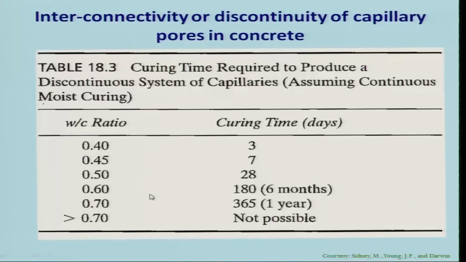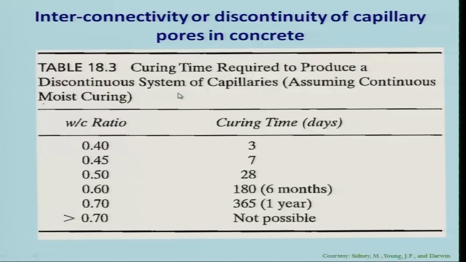up to 0.7, what is the curing time that you need in order to achieve a discontinuous system, which means you want pores but you do not want the pores to be continuous. Here it is assumed that continuous moist curing or wet curing is adopted. For a water to cement ratio of 0.4, it takes only 3 days to achieve a discontinuous system. For higher water to cement ratio, it needs up to 365 days to achieve a discontinuous system.